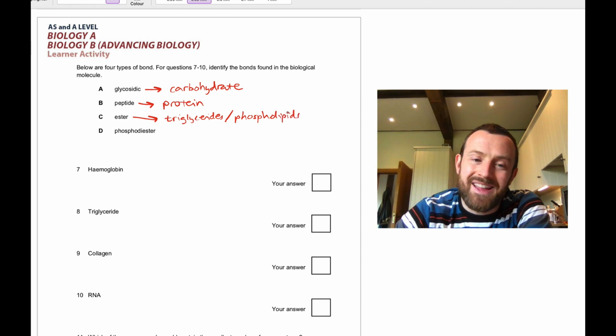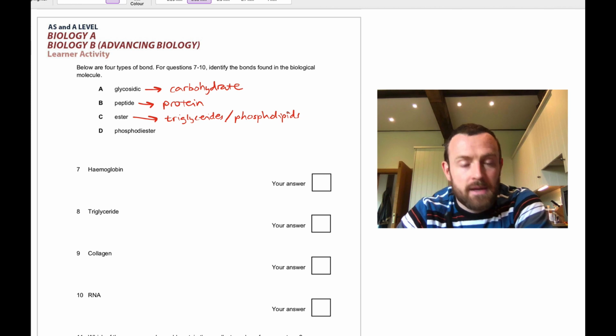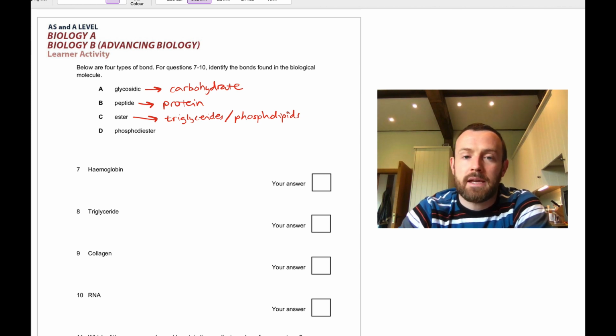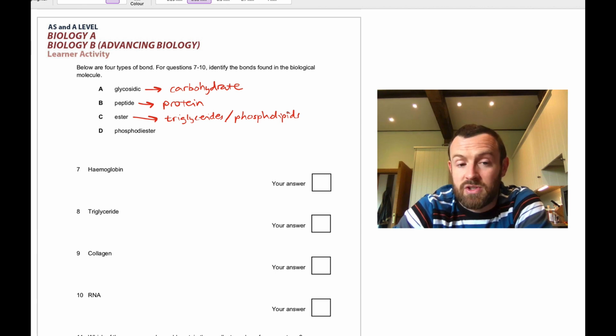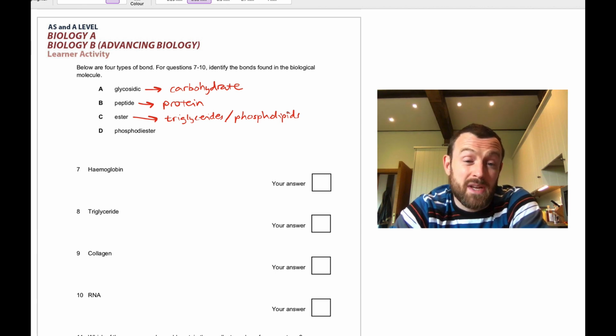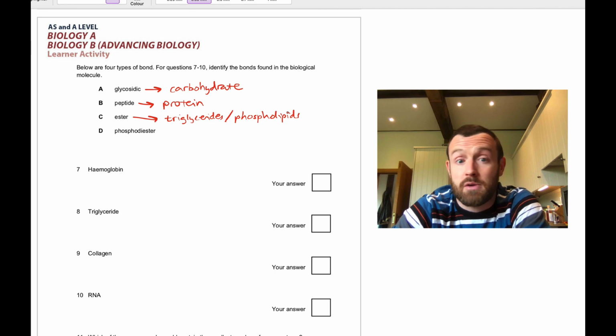Now, notice that I didn't say that ester bonds are found in all lipids, because if you want to be really picky, which I do want you to be, there is a lipid called cholesterol which doesn't have an ester bond in it. It's just a molecule that we classify as a lipid, but it's a single molecule and doesn't have an ester bond in it. Okay.